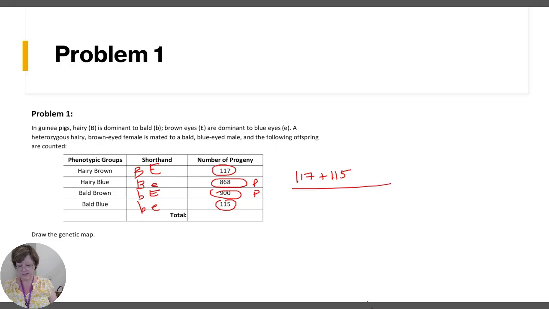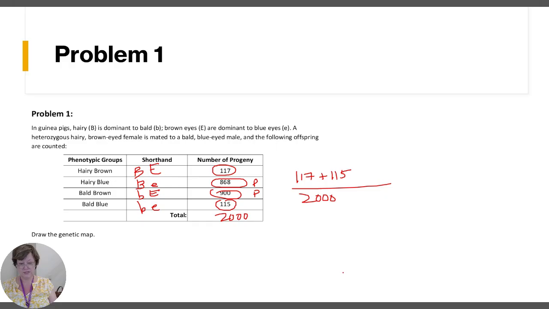I forgot to add together my total, so let's do that. 868 plus 900 plus 115. Oh, that one came up nice and round, 2,000. I made these problems up, so sometimes I make the numbers nice and even, sometimes I don't. In real data, it usually is not going to come out even.